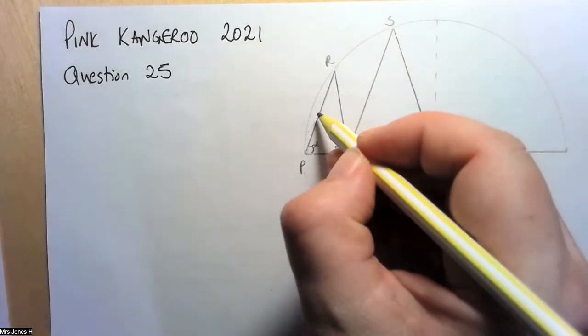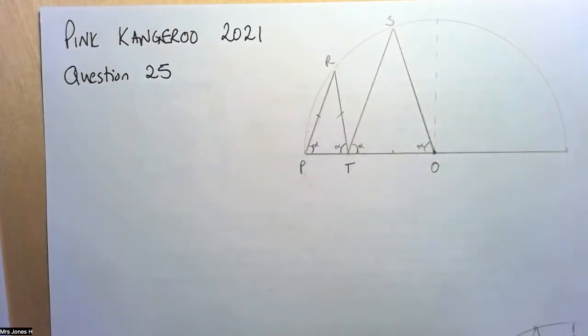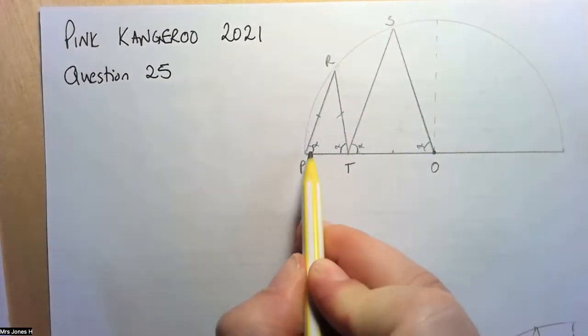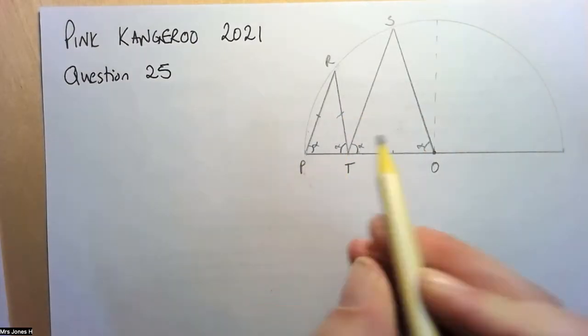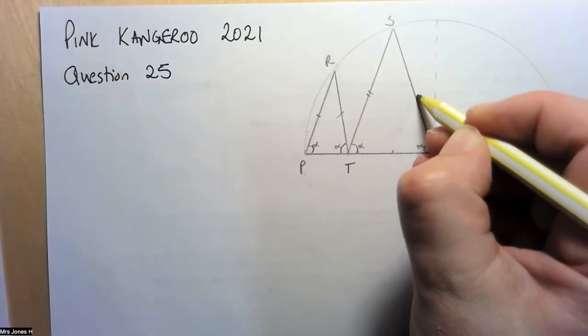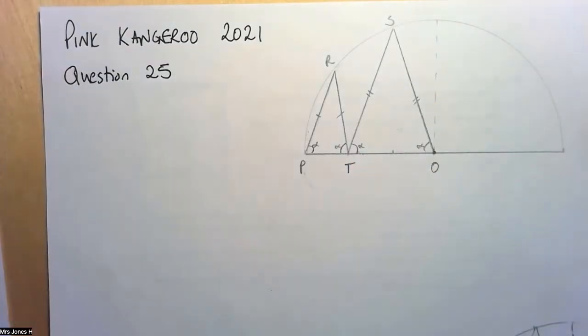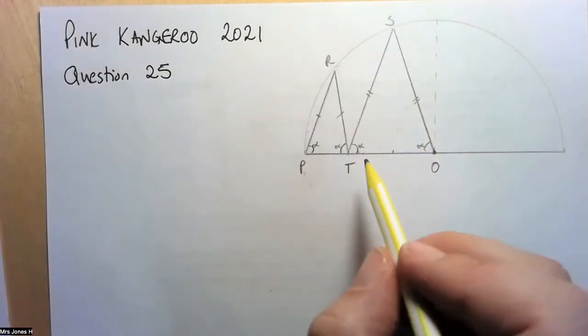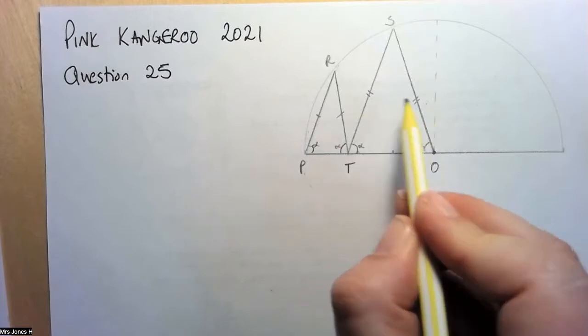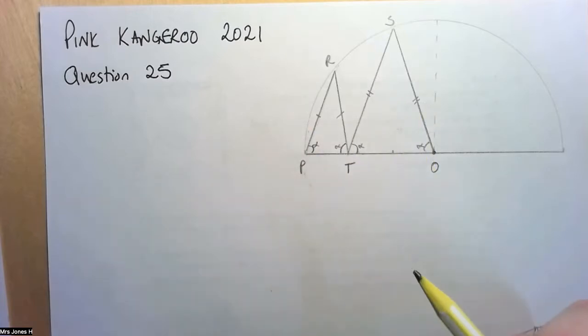What you've also got here is that these are isosceles triangles because these two angles are equal, and the same with this. These two angles are equal, therefore these two lines are equal, and this is an isosceles triangle as well.